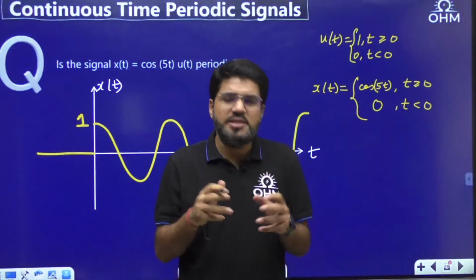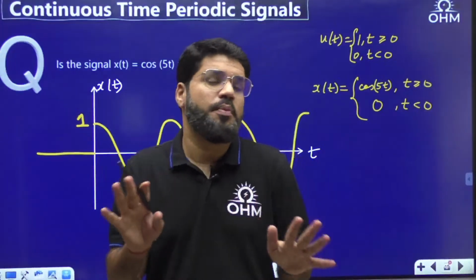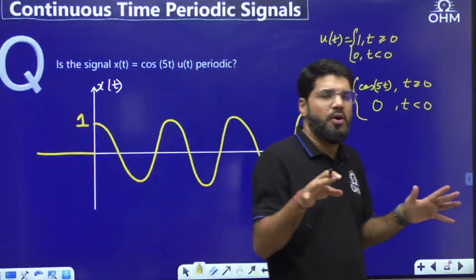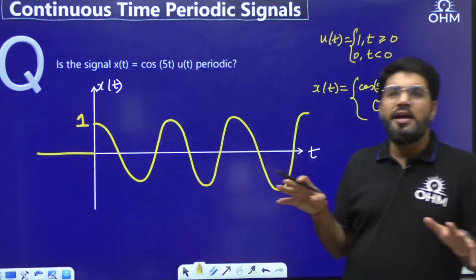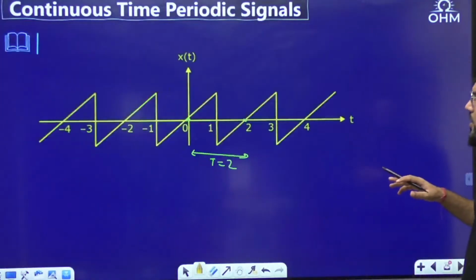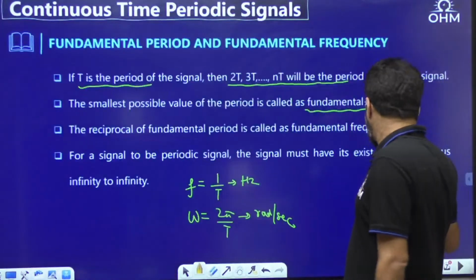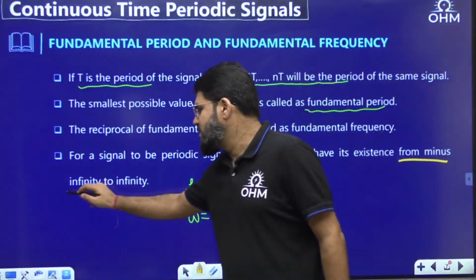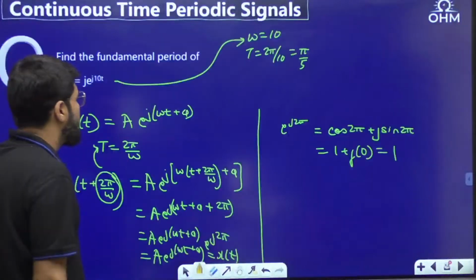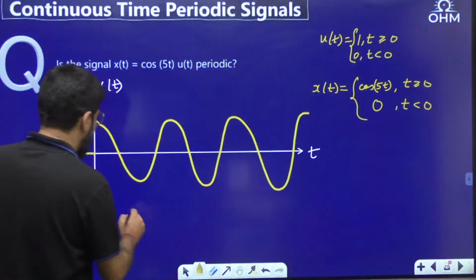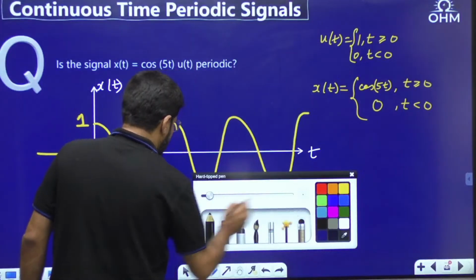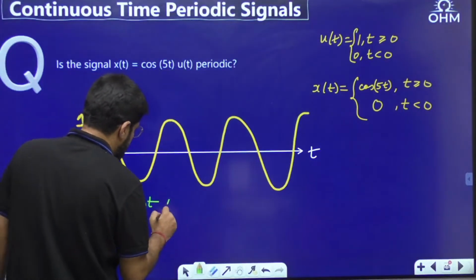When I say periodic, I mean overall periodic. For a signal to be periodic, it must exist from minus infinity to plus infinity, something I already told you. It must always exist from minus infinity to plus infinity for a signal to be periodic. So overall this is not periodic. This waveform is not periodic.